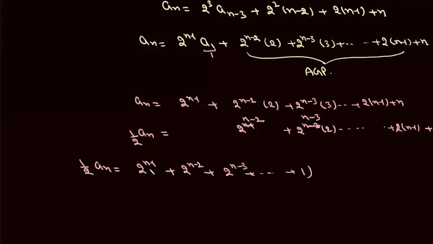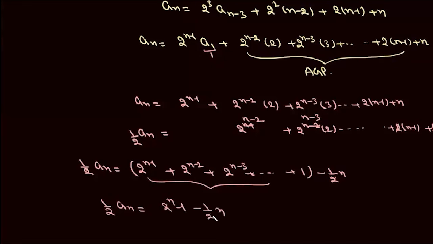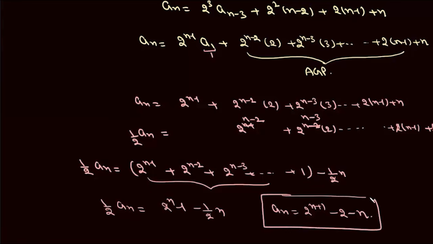And in the end, we'll have this as 1, and then minus 1 by 2n. Now this is nothing but a GP. So 1 by 2 an will be 2 to the power of n minus 1 minus 1 by 2n. Now 2 will cancel. So we'll get this an as 2 to the power of n plus 1 minus 2 minus n. So this is the nth term of the sequence given by this recurring relation.